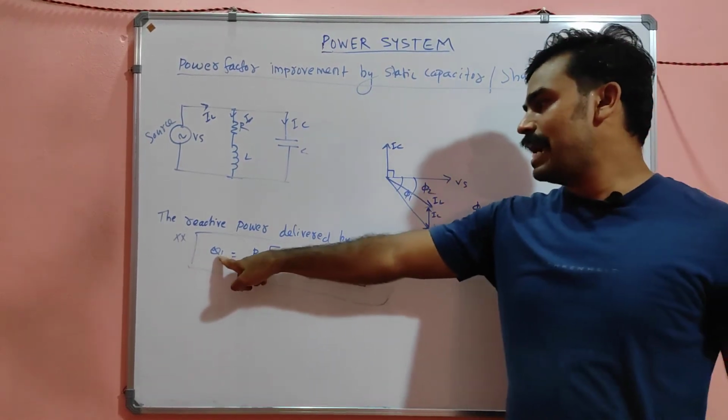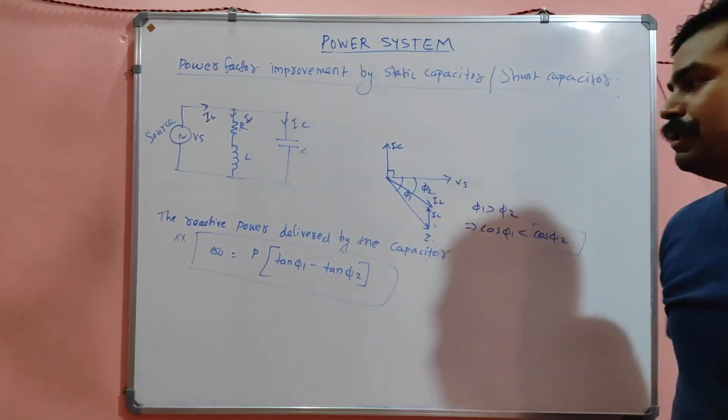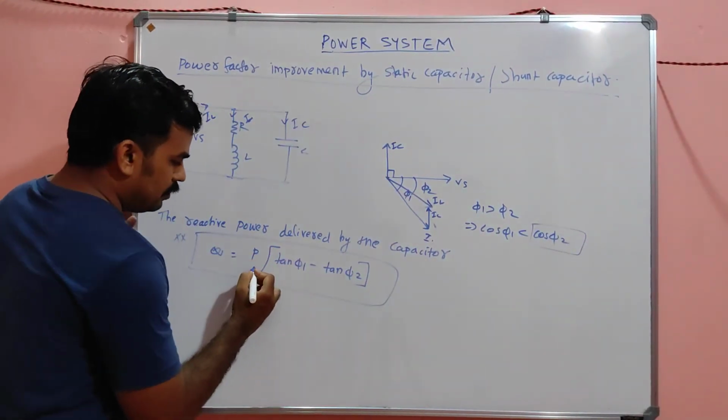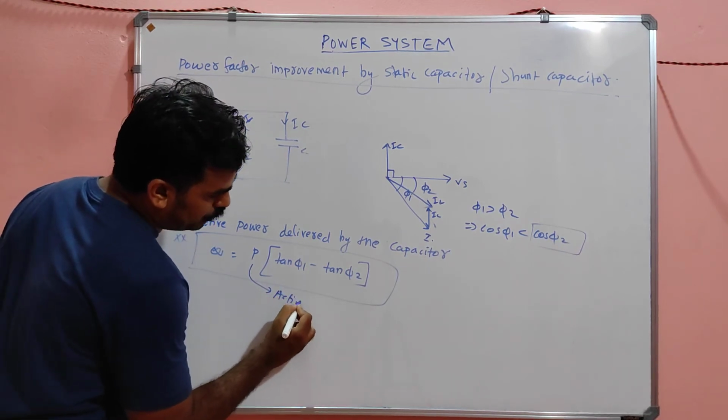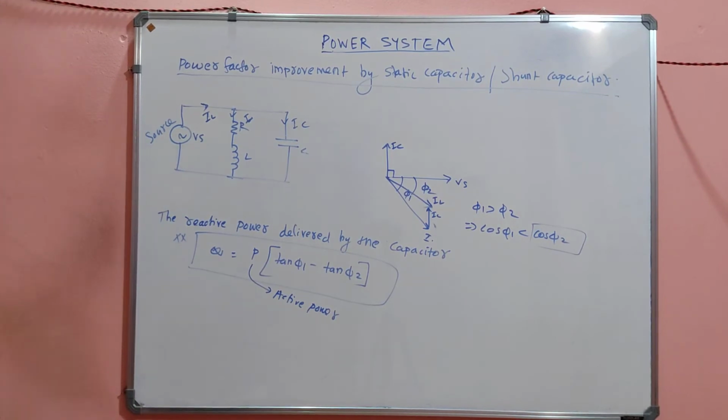So the reactive power delivered by the capacitance will be Q = P (tan φ1 − tan φ2), where P is the active power. Active power is always constant. Only reactive power is changing.